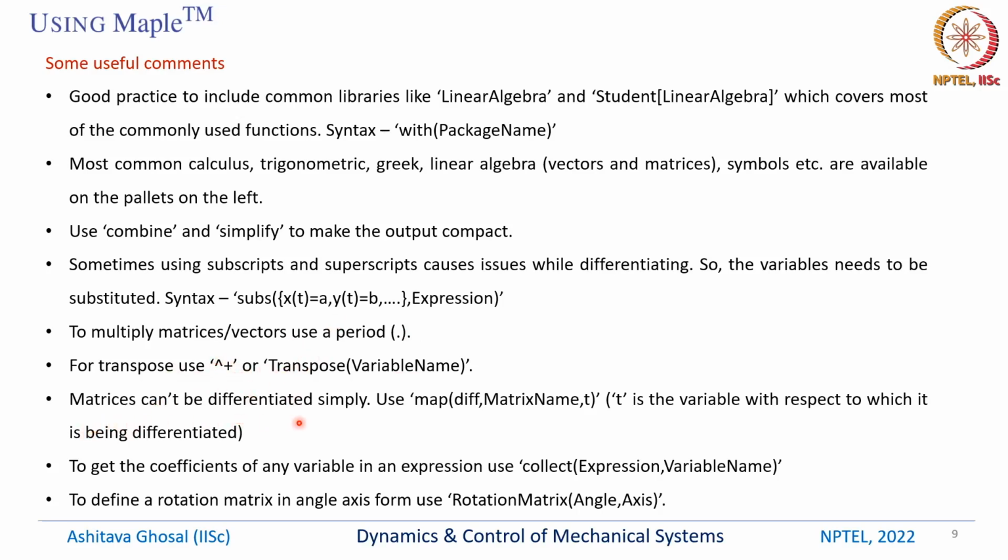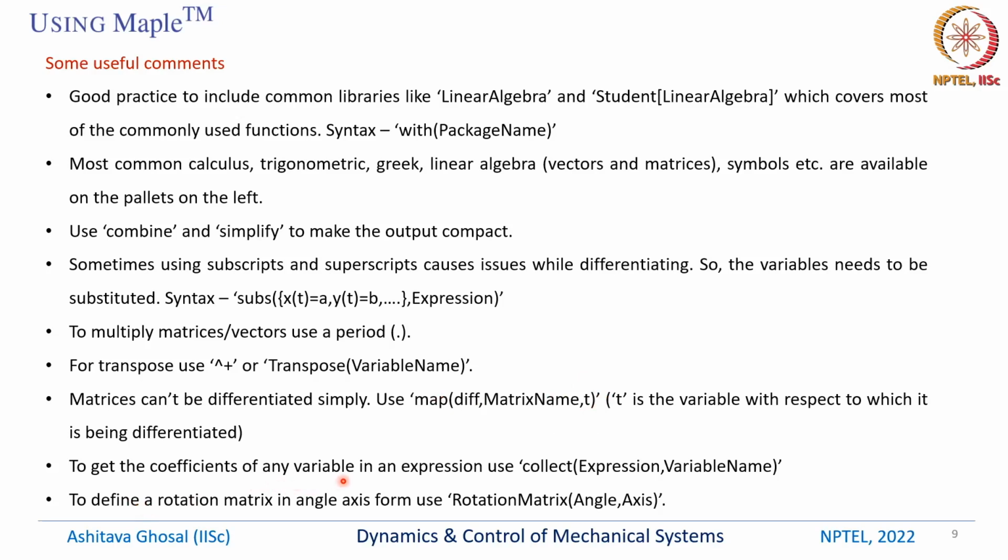The matrices can be differentiated quite simply. All you say is use map, diff, matrix name, comma t. T is the variable with which you are differentiating each element of the matrix. Okay, so t is like time. It could be some other variable like theta. You have to tell that each element of the matrix needs to be differentiated with this variable t.